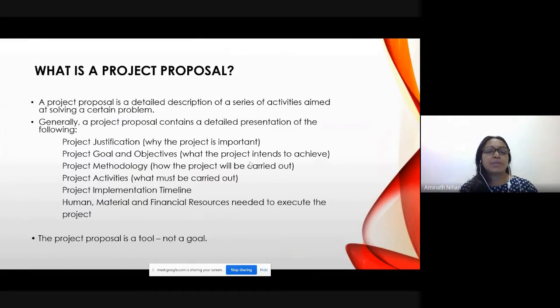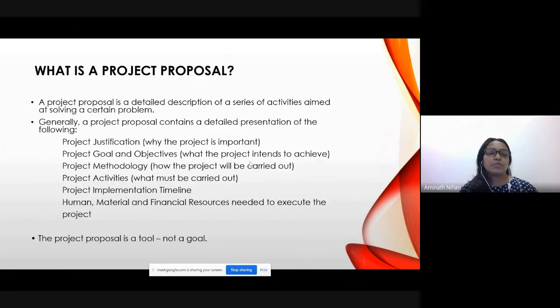So here's a bit of detail on the different elements of the project proposal. The project proposal is a detailed description of a series of activities aimed at solving a certain problem. So you're describing the activities you are going to do in the project. Earlier we identified what a project is and how it's related to the strategic goal of the organization. Now you're preparing a project proposal outlining why the project is important, what are the activities, how you're going to monitor and all that.